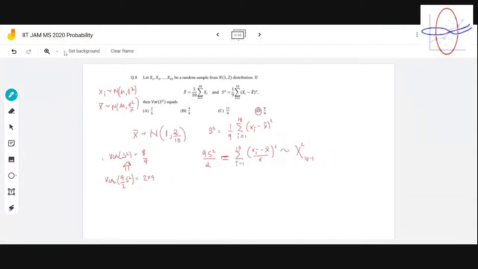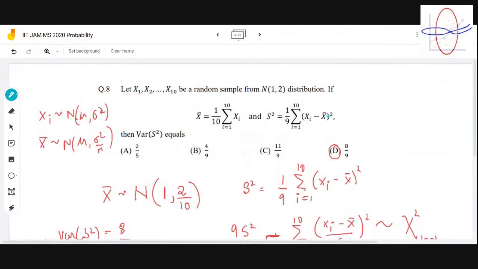Exercise problems, book problems. So let's do problem number 8 now.